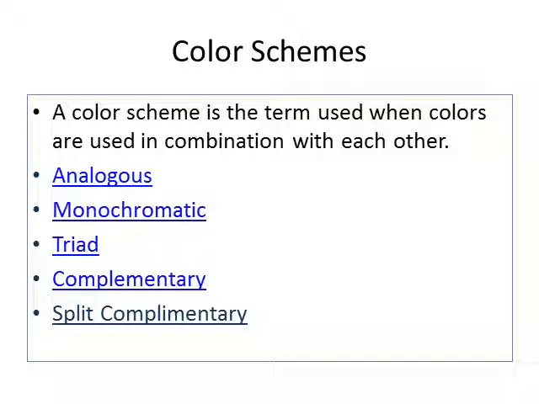Color schemes is the term that's used when colors are used in different combinations with each other. And the phrase color scheme is used in infinite settings in the fashion industry. These are the main 5 ones that I want to go over. And it's expected that you will be able to pick out these color schemes when we do an in-class activity with these. So go over these as many times as you need to, so you can easily say, oh, that's monochromatic, that's a triad.